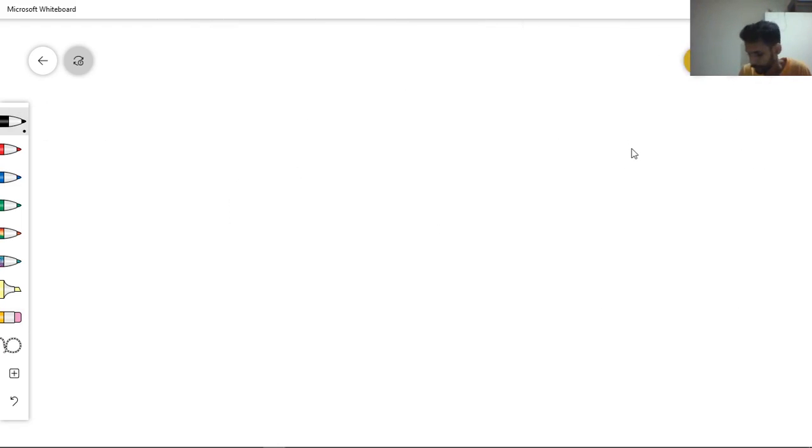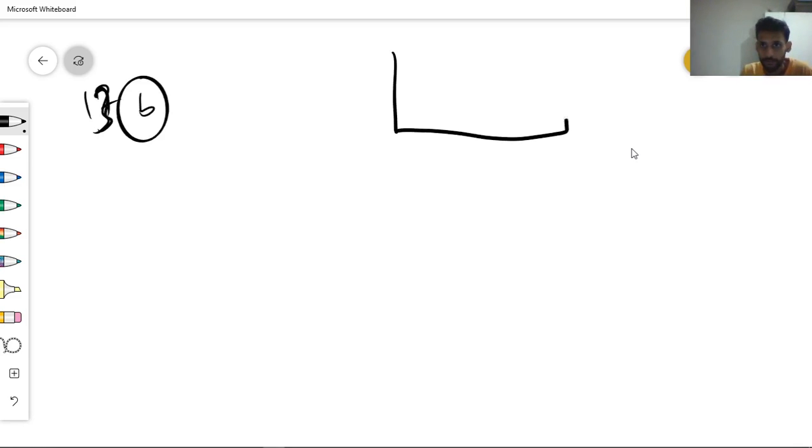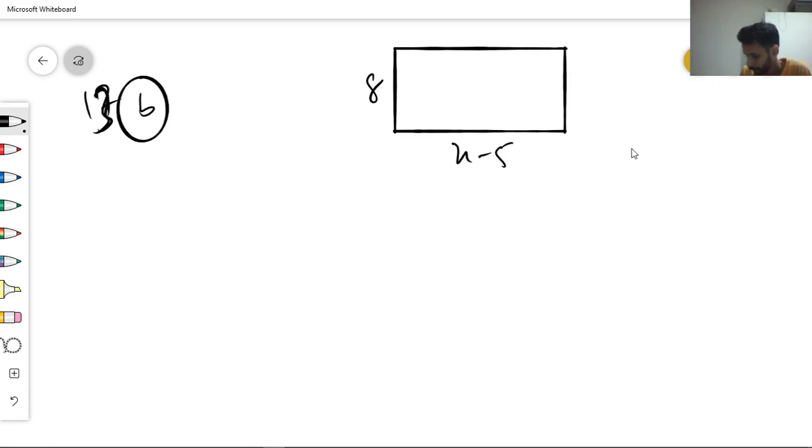Now this is 13b. The perimeter is 40. Make an equation and find x. So the same figure, x minus 5 and here 8. The perimeter is 40. Make an equation and find x.